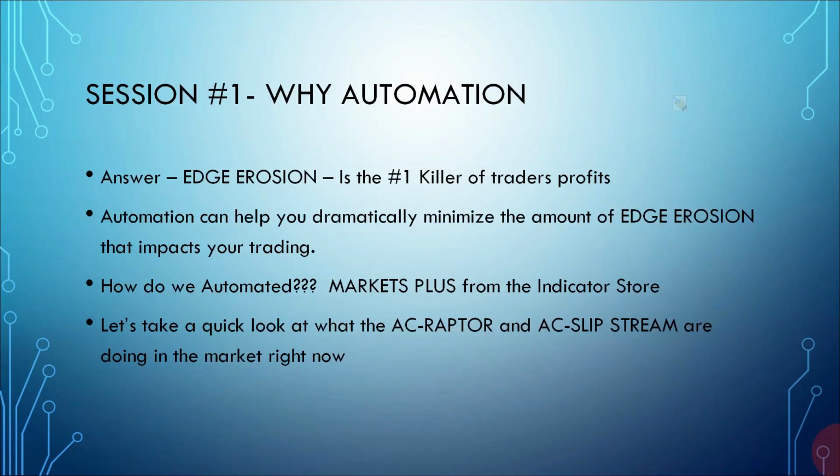So why automation? The answer is edge erosion. To be a profitable trader, we all have to have an edge in the market. Like the casinos, the reason Las Vegas is such an incredible town, with big buildings and flashy lights, such an amazing place, is because the casinos always have an edge, right? If somebody plays a game 10,000 times, they're always going to end up making X percentage. I'm sure there's a variance, but they have a quantifiable edge that always occurs over time.